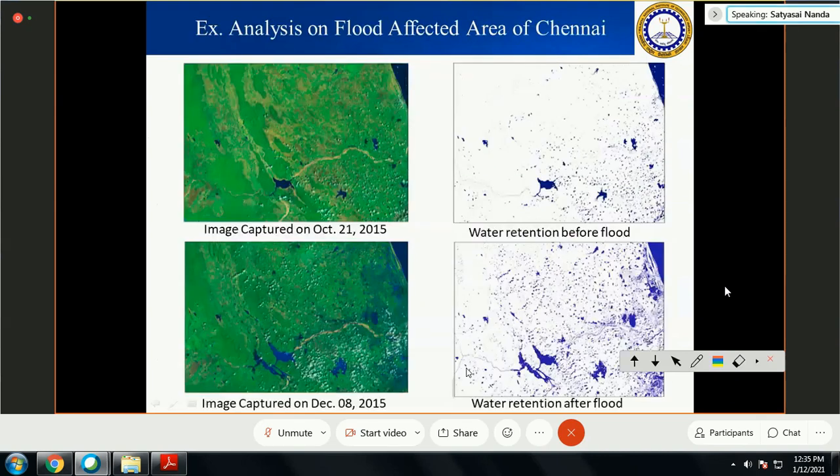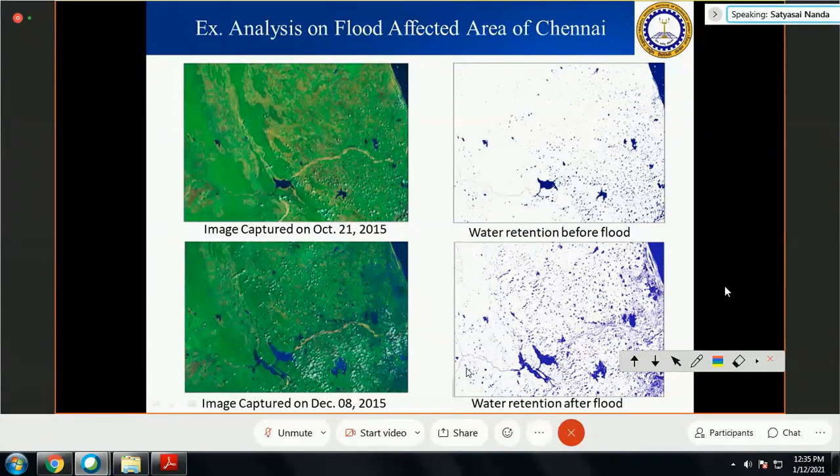Here is another very important application of this particular algorithm: we have applied it to the analysis of a flood affected area of Chennai. In October 2015, there was a flood in Chennai in which the aerodrome area was submerged. And here we have tried to identify the water retention before and after the flood with this particular algorithm.